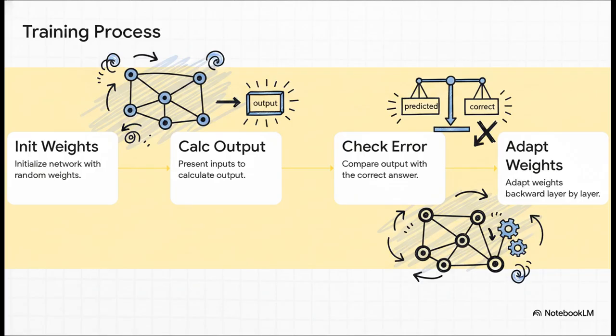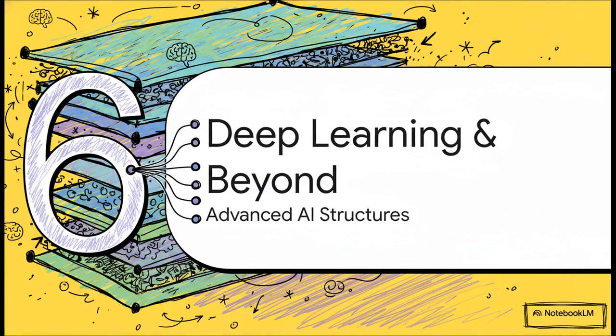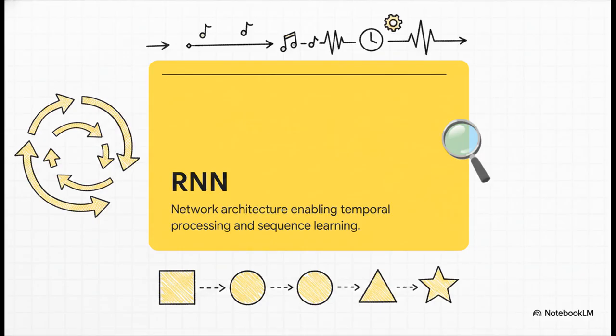How cool is that? And finally, Section 6, Deep Learning and Beyond, looking at advanced AI structures. When you start stacking a ton of these layers together, you leave basic networks in the dust. As these networks get incredibly deep, they start to specialize. Take the recurrent neural network, or RNN. An RNN is a specialized architecture that enables networks to do temporal processing and actually learn sequences. So instead of just looking at a static, frozen snapshot, RNNs can process data over time.